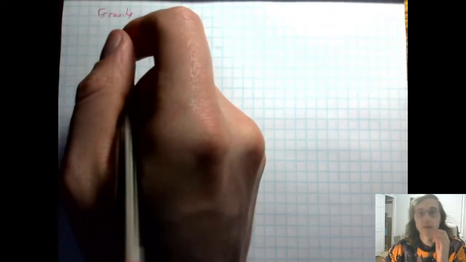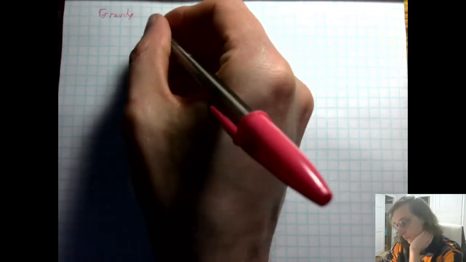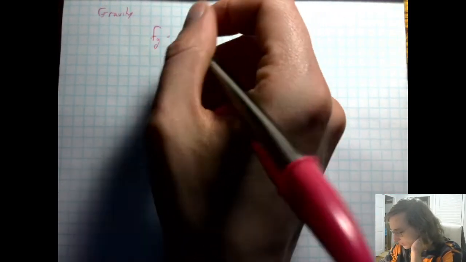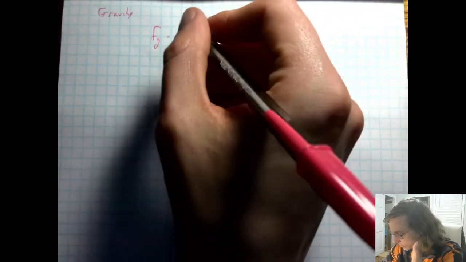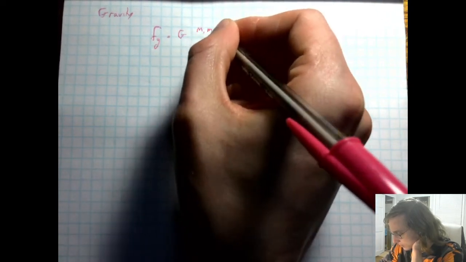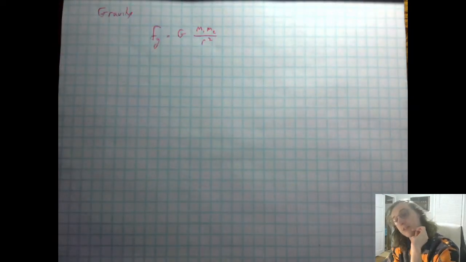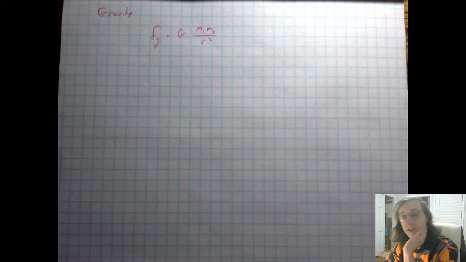So gravity. Newton's universal law of gravitation is that the force of gravity from an object will equal capital G, which is the gravitational constant of the universe, times the mass of the first object, times the mass of the second object, divided by the distance between those two objects squared. And that's it.